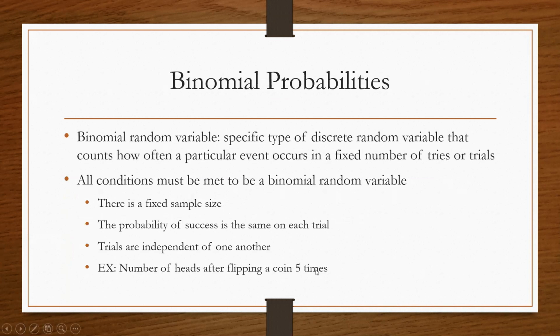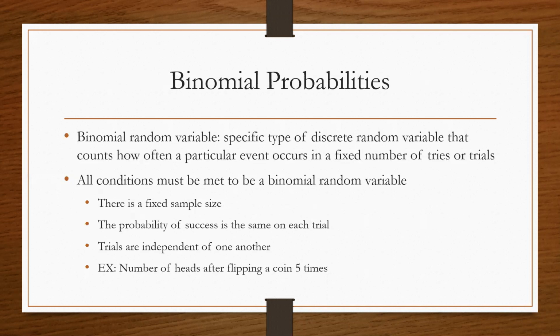Binomial probabilities. If you guys haven't really noticed, this is a very, very fast lesson. There's not too much new stuff. It's basically just taking old stuff and flipping it a different way. So a binomial random variable is a discrete random variable that counts how often a particular event occurs in a fixed number of tries.